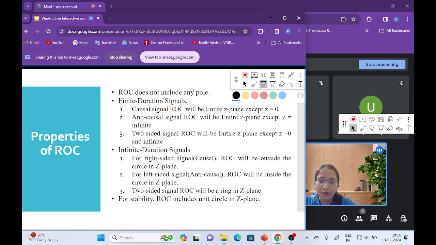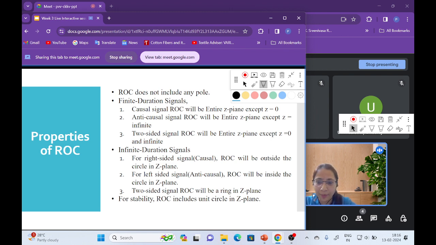And for an infinite duration signal, what will be the ROC? The ROC will be outside a circle in the Z plane for an infinite duration signal. If the signal is causal and right-sided, the ROC is outside a circle; if the signal is left-sided and anti-causal, then the ROC will be inside the circle in the Z plane. For a two-sided signal the ROC will be a ring in the Z plane. And for stability, the ROC includes the unit circle in the Z plane. This has already been covered in the video lecture.